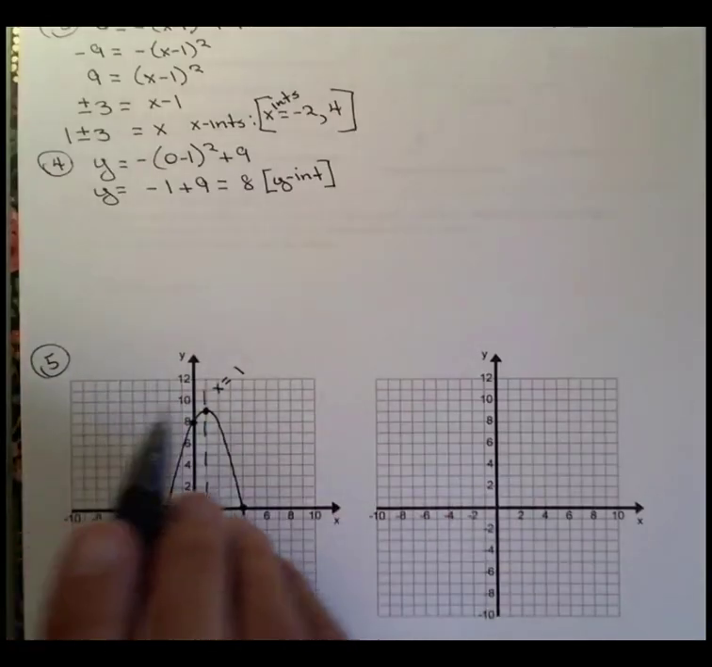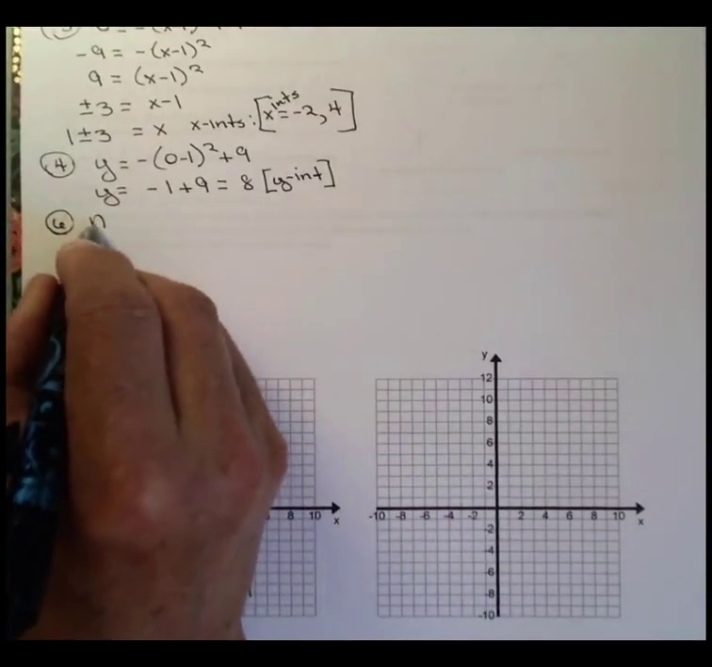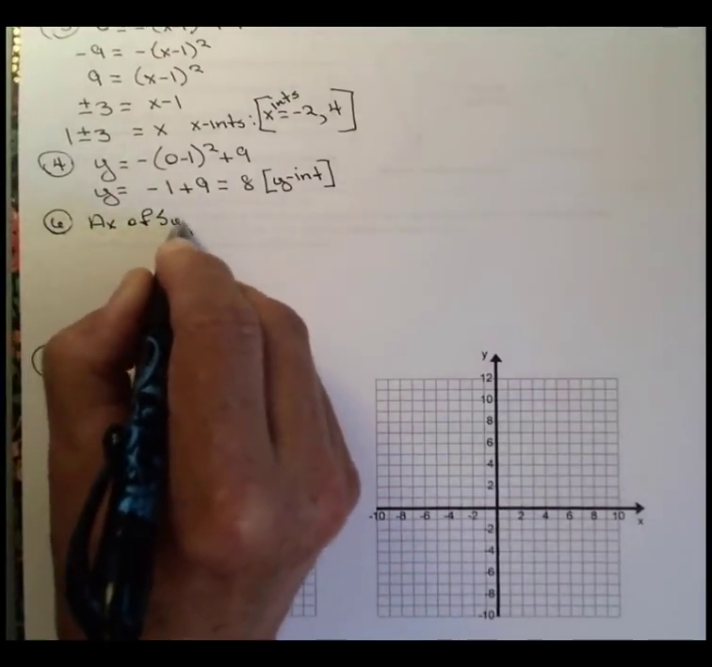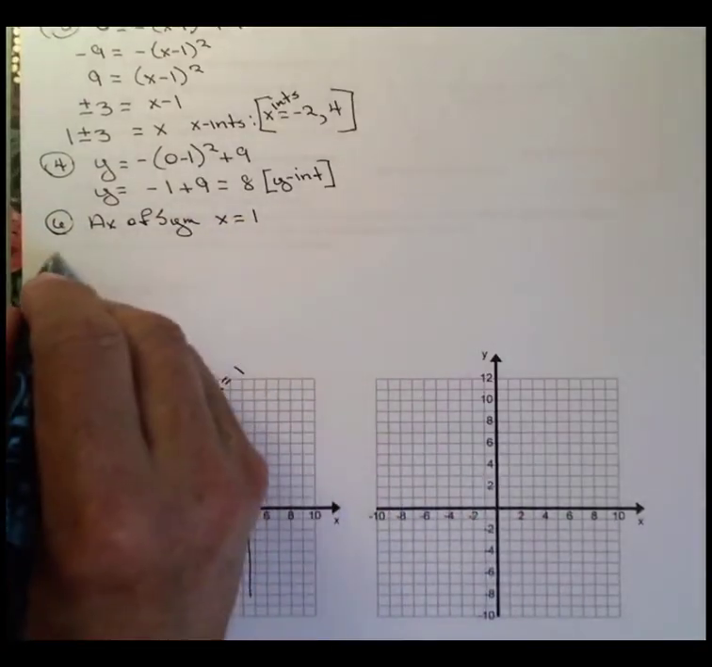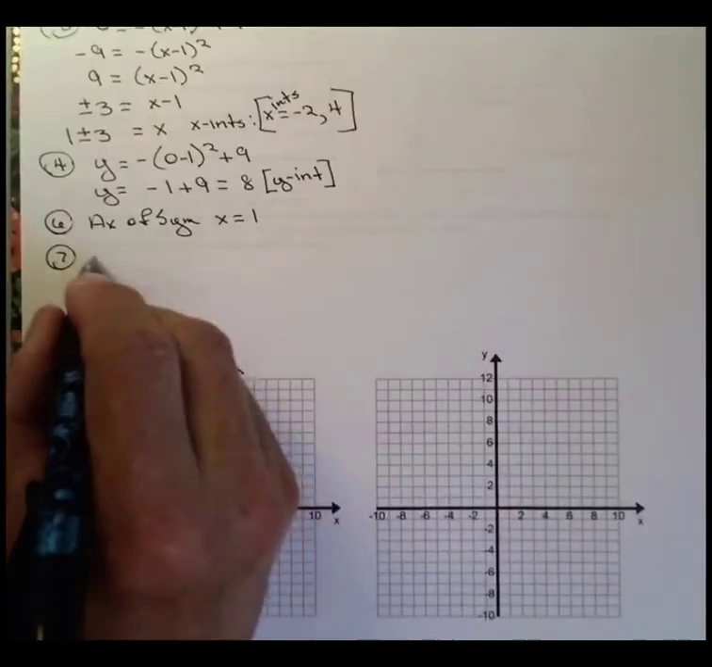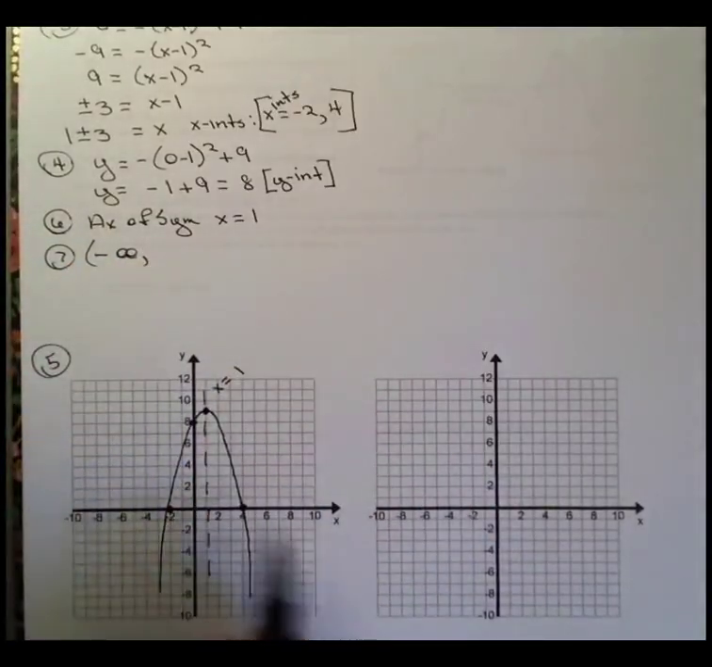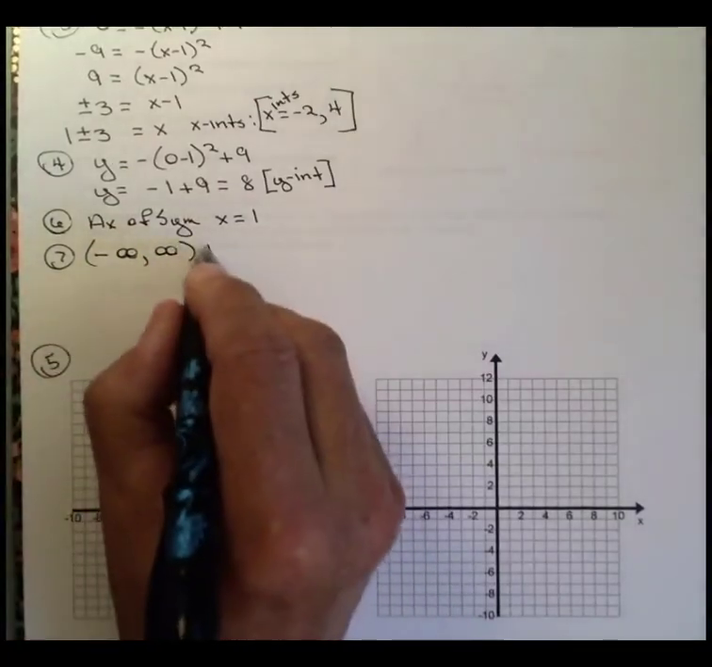So I've identified the next thing that it's asking me. What is the axis of symmetry? And I'll say the axis of symmetry is where x is equal to 1. Now, the last question, domain. Typical domain for a quadratic, it's going to be all the way to the left and all the way to the right. And that's my domain.